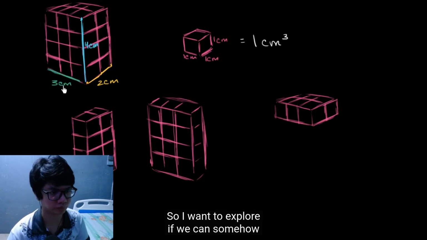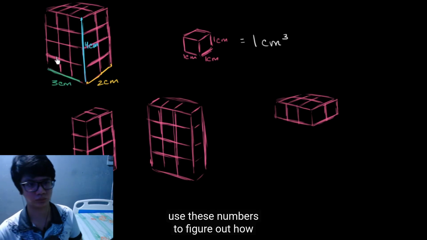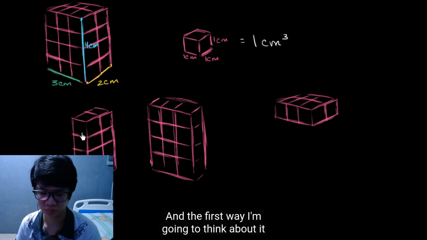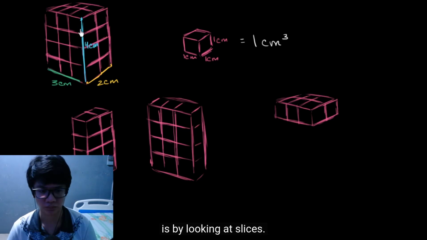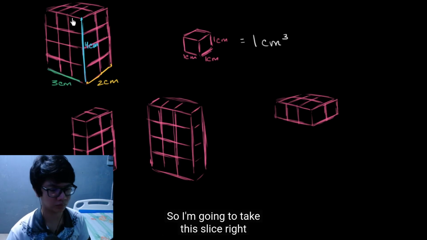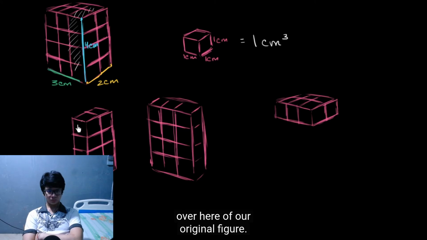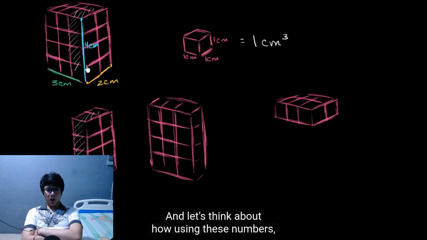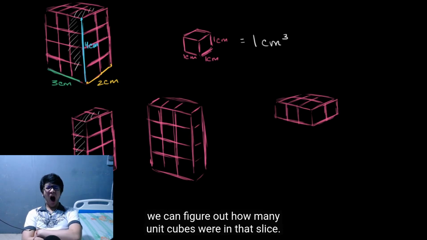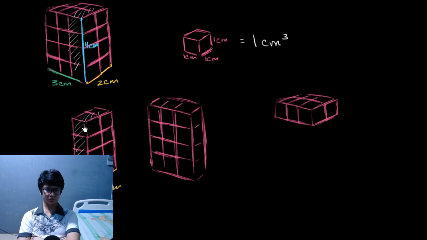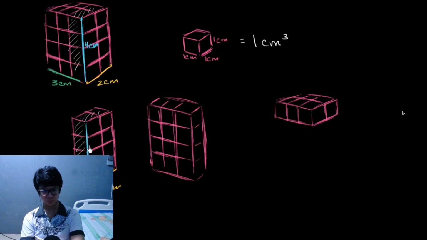So I want to explore if we can somehow use these numbers to figure out how many of these cubic centimeters would fit into this figure. And the first way I'm going to think about it is by looking at slices. So I'm going to take this slice right over here of our original figure. And let's think about how, using these numbers, we can figure out how many unit cubes were in that slice. Well, this is 2 centimeters wide, and it is 4 centimeters high.